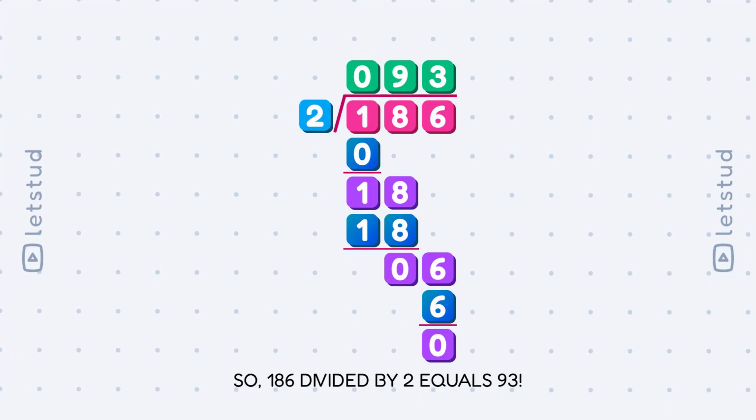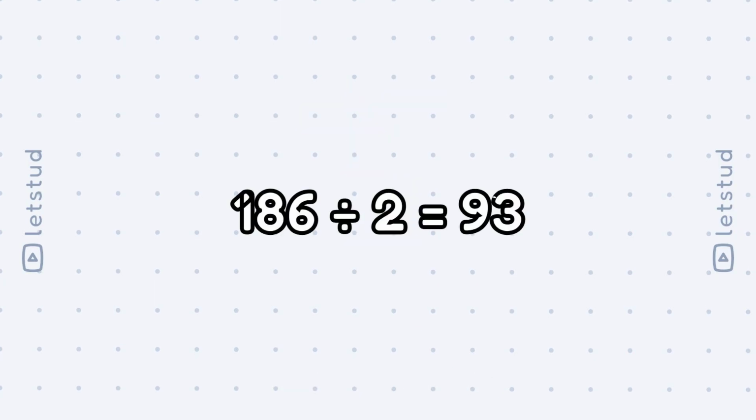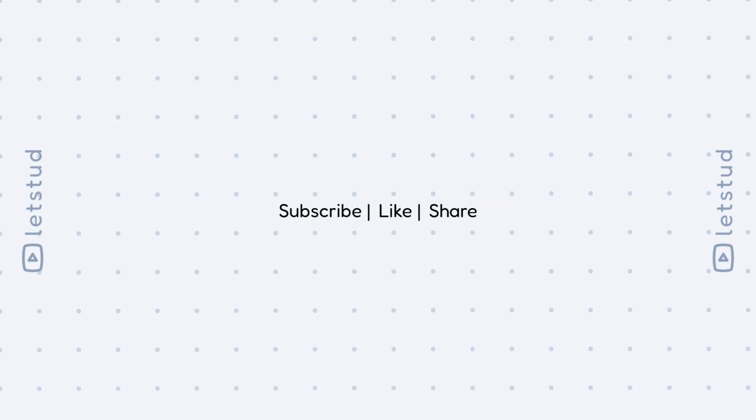So 186 divided by 2 equals 93. We just learned how to divide 186 by 2, step by step. Remember, even big numbers can be tackled with a little patience and practice. You've got this. Great job, everyone. Keep practicing and you'll be a long division whiz in no time.